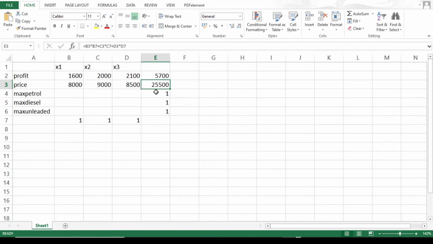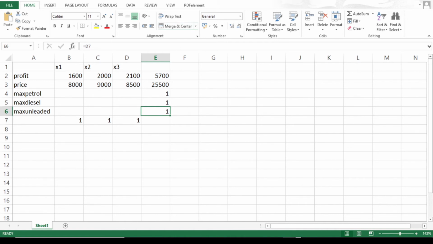So that will be the cost if I start out with 1 ton of petrol, 1 ton of diesel, and 1 ton of unleaded petrol. And then in the last three, I have my restrictions 2, 3, and 4. Okay, and now we're going to make use of Solver.